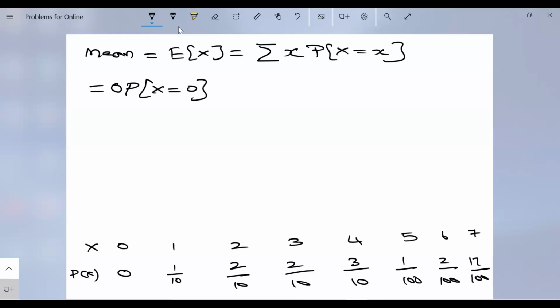Okay. Next, since it is a summation, I'll put a plus. What is the next value? Next value of x is 1. So just go and substitute here. It is 1 and 1. So that's the second value. So here, let me write x equal to 1 into probability of x equal to 1. Like this, it will go on. The next variable is 2. I will highlight and show you, 2 into probability of x equal to 2.